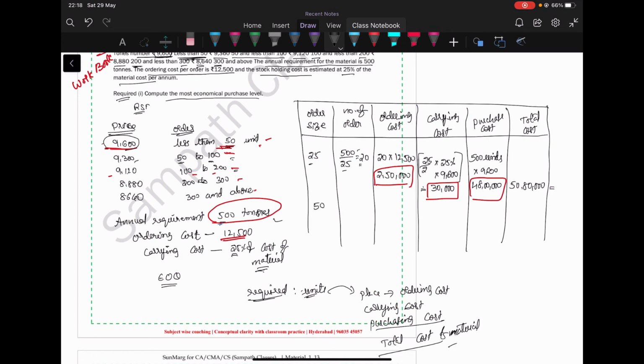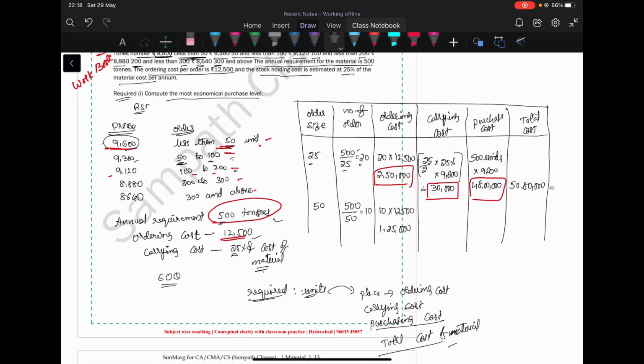Coming to the next one, if I am saying 50 to 100, can I take 50 units only? 50 to 100, so I can use 50 also. I am placing the request for 50 units. My annual requirement is 500 units. Every time I am placing the request for 50, in the sense I am placing the request 10 times. Every time I am incurring 12,500 rupees as ordering cost. That is 10 into 12,500, which is 1,25,000 rupees for the ordering cost.